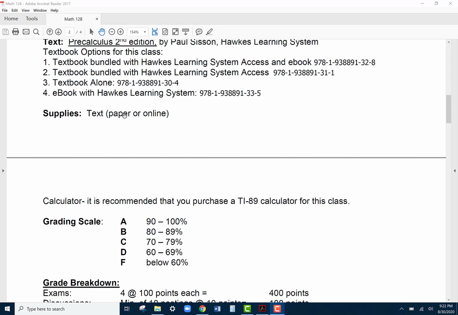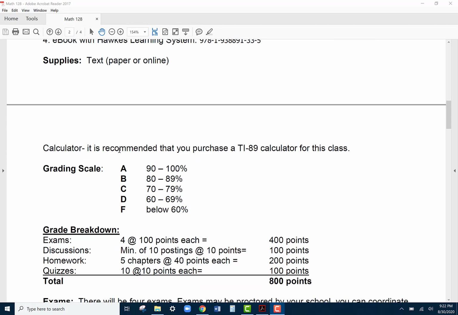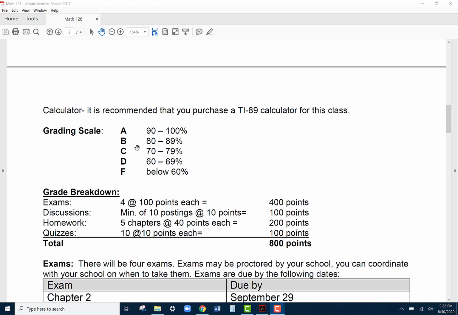But you need a textbook, either paper or online, and I recommend a calculator. I like to use the TI-89 graphing calculator and the TI-83 graphing calculator. Desmos does a lot of good though, so I will be honest, Desmos is good. However, on a test, I'd like you to have a regular calculator because I don't like cell phones to be used.